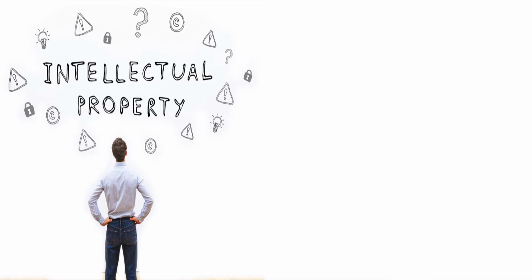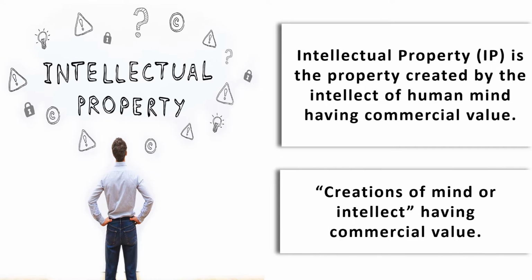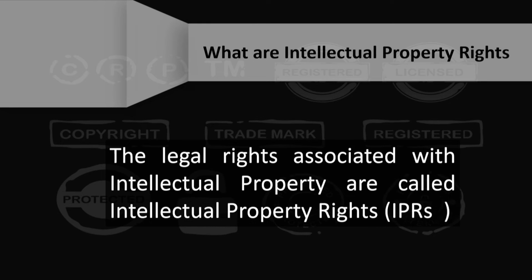Intellectual property, also known as IP, is the property created by the intellect of human mind having commercial value, or you may say creation of mind or intellect having a commercial value. And what are intellectual property rights? The legal rights associated with the intellectual property are called intellectual property rights or also known as IPRs.